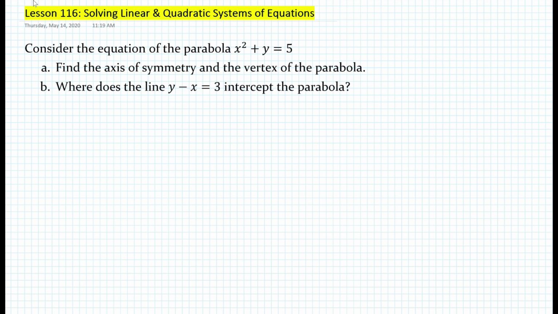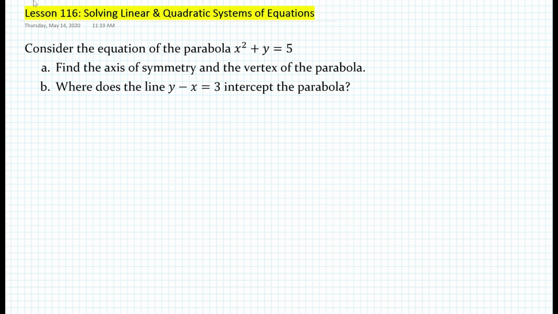In today's lesson, we will be learning how to solve linear and quadratic systems of equations. To get started, let's quickly review what we did in the previous video. Consider the equation of the parabola x squared plus y is equal to 5. For part A, find the axis of symmetry and the vertex of the parabola.